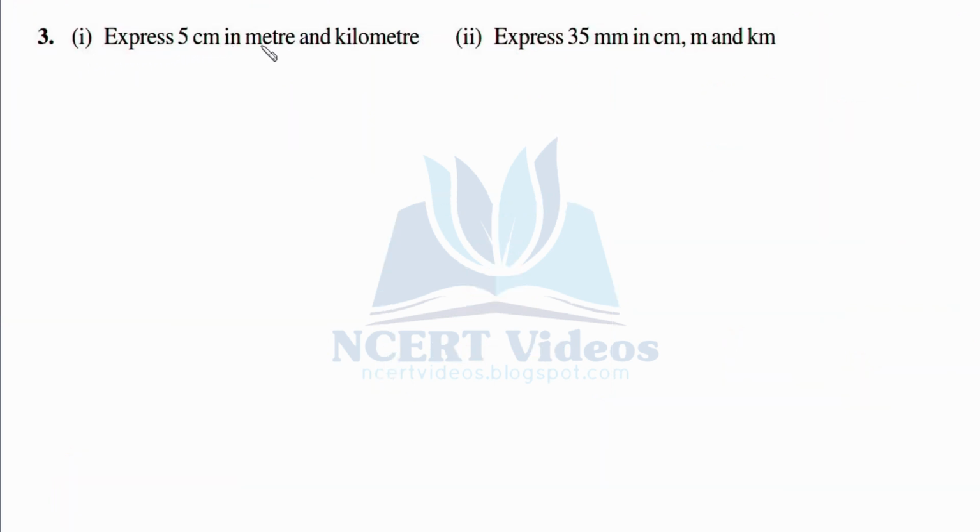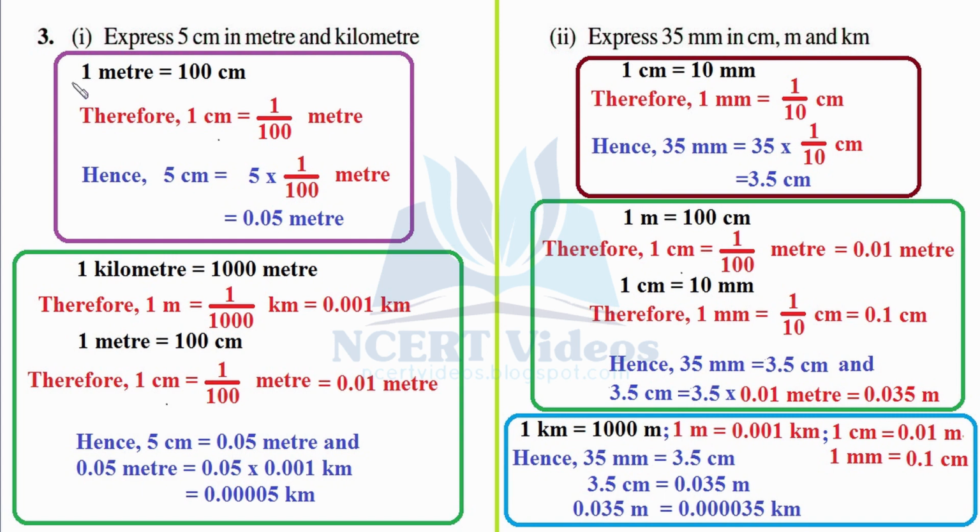Third, express 5 centimeter in meter and kilometer. Second is express 35 mm, that is millimeter, in centimeter, meter and kilometer. Here the conversion factor is 1 meter equal to 100 centimeter. This you have to learn. Therefore, 1 centimeter, by the simple unitary method, gets divided because it was getting multiplied here. So 1 over 100 meter. Therefore, we have to convert 5 centimeter into meter. So 5 centimeter, simply by multiplication, the unitary method, is 5 into 1 over 100 meter.